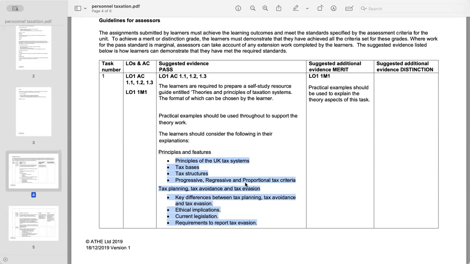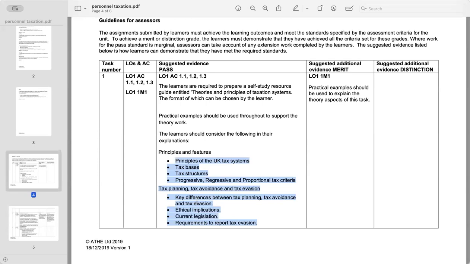Then we talked about regressive taxation, which refers to tax systems where the tax burden falls disproportionately on lower income individuals, potentially exacerbating income inequity. Then we talked about proportional taxation, also known as flat taxation, which applies a constant tax rate regardless of income level, maintaining a consistent tax burden across all income groups. We also talked about tax planning, avoidance, and evasion.